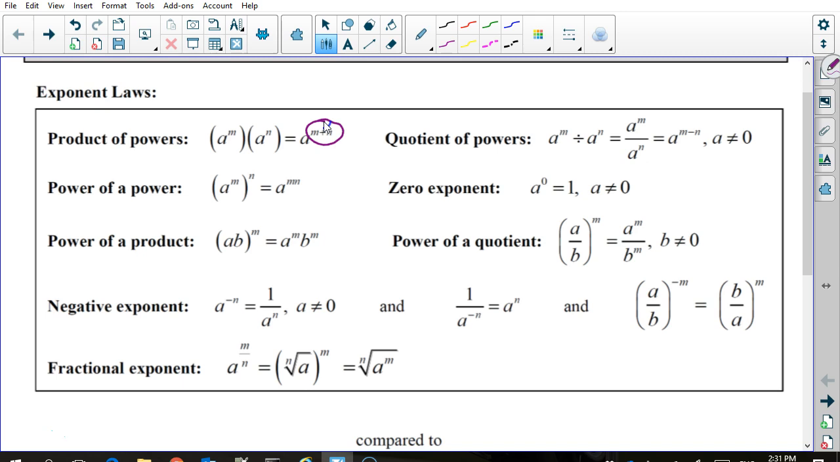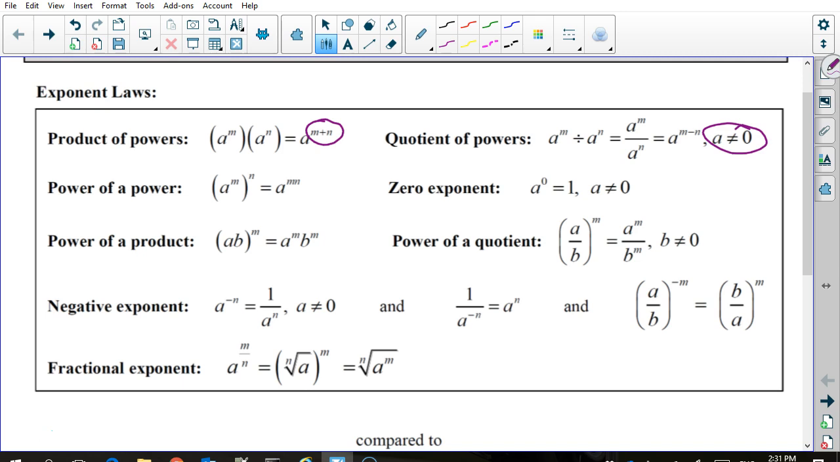Quotient, when you divide powers with the same base, it could look like this with the division. You could have the division bar, and you subtract the exponent, so the upper exponent minus the lower. And the important thing is the base cannot be 0 because you're not allowed to divide by 0.